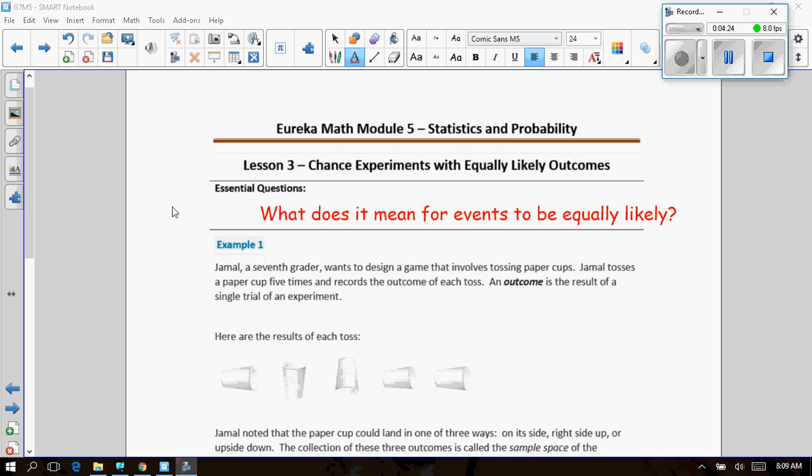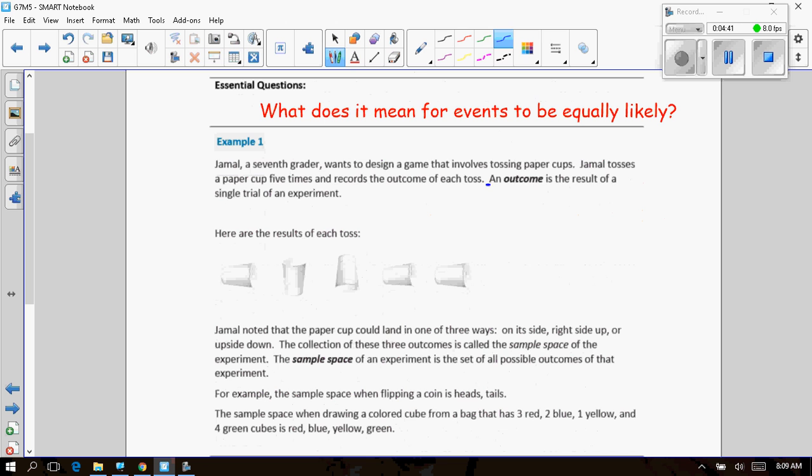All right, let's start. Jamal, a 7th grader, wants to design a game that involves tossing paper cups. Jamal tosses a paper cup 5 times and records the outcome for each toss. An outcome is the result of a single trial of an experiment. Underline that. If you happen to have a highlighter with you, you can grab a highlighter.